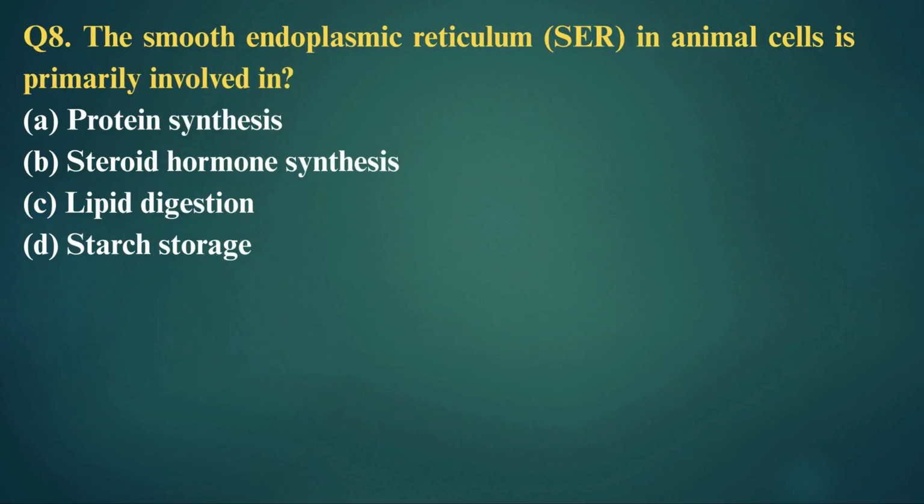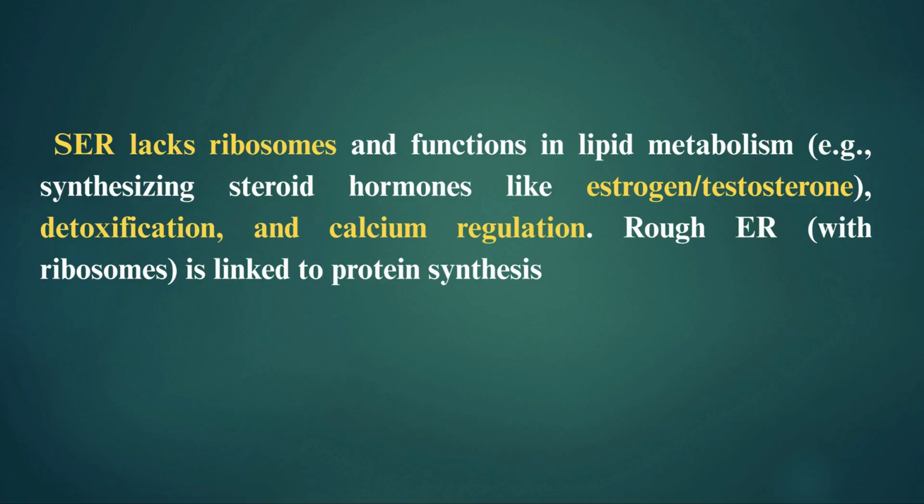Question 8. The smooth endoplasmic reticulum, SER, in animal cells is primarily involved in A. Protein synthesis. B. Steroid hormone synthesis. C. Lipid digestion. D. Starch storage. Answer is option B. Steroid hormone synthesis. Smooth endoplasmic reticulum lacks ribosomes and functions in lipid metabolism. Example, synthesizing steroid hormones like estrogen/testosterone. Detoxification and calcium regulation. Rough ER with ribosomes is linked to protein synthesis.